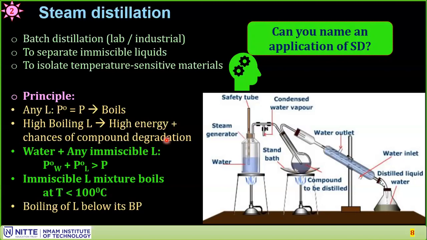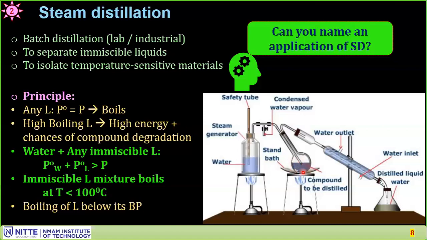Alright, let us look at this application part. You might have thought of some concept, some compound which may be undergoing degradation or having a high boiling point. Before we get into that, let us look at how this particular concept works. Now you have a steam generator, steam is generated, and it is added to the liquid you want to separate. Now this is the feed mixture.